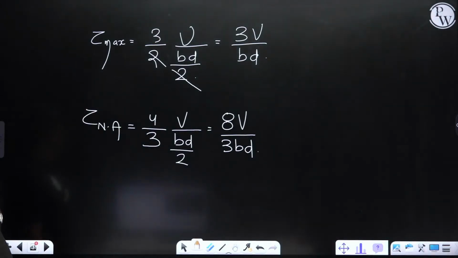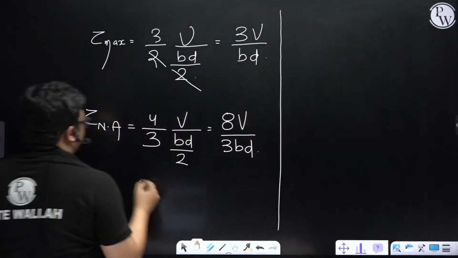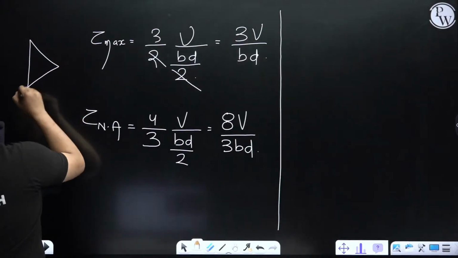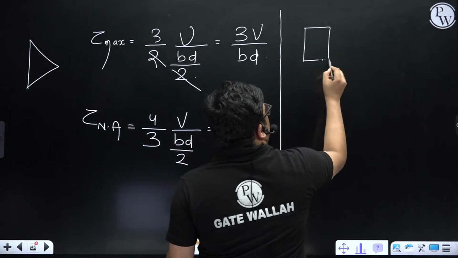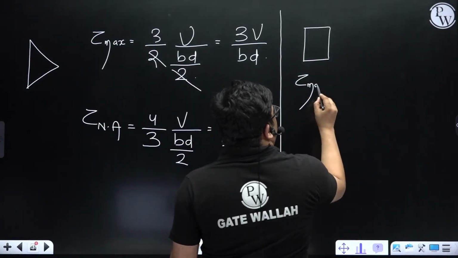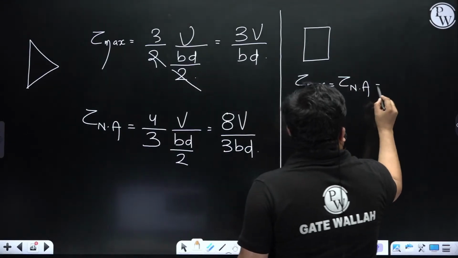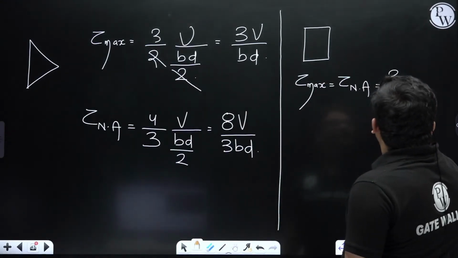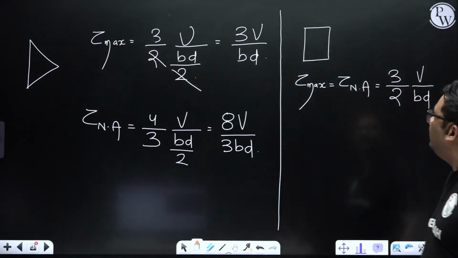8V by 3BD. Understood? This is for a triangle, right? If I say for a rectangle, the maximum shear stress, the shear stress at the neutral axis, is equal to 3/2 times V by BD, right?